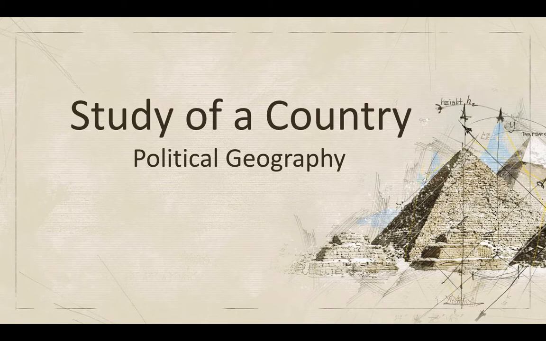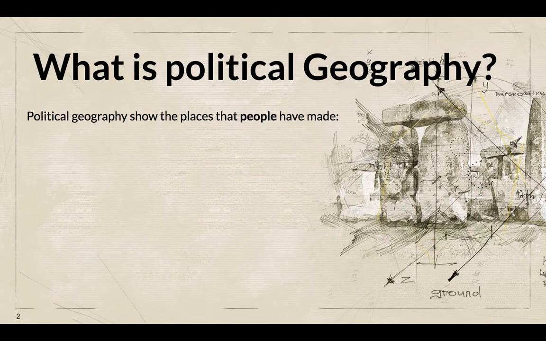So to begin with, we're going to learn a little bit about something called political geography. Now, what is political geography? Now, we've studied all kinds of maps, and we now know that there are lots of different kinds of maps, and there are lots of different parts of maps. So to narrow this down a little bit, to start with, you're going to just learn about the places that people have made on those maps. I'll show you some examples.